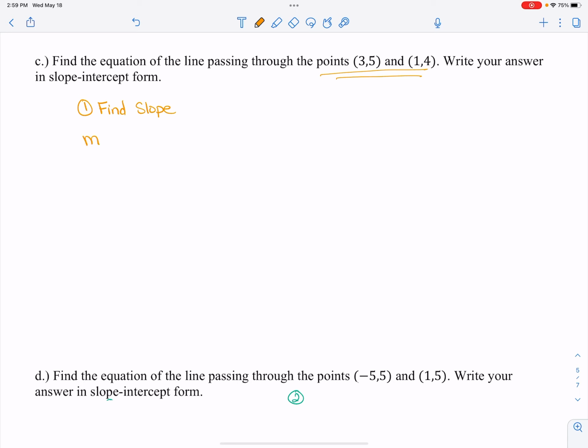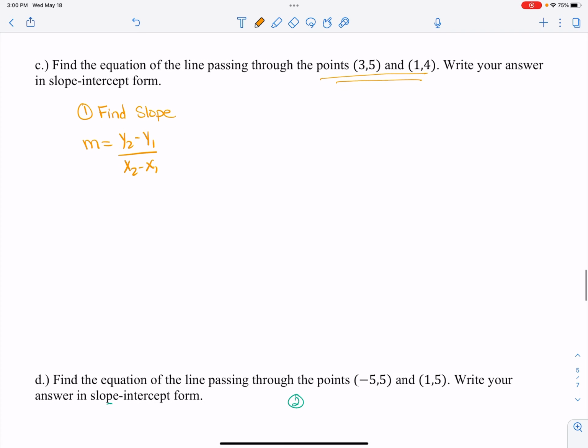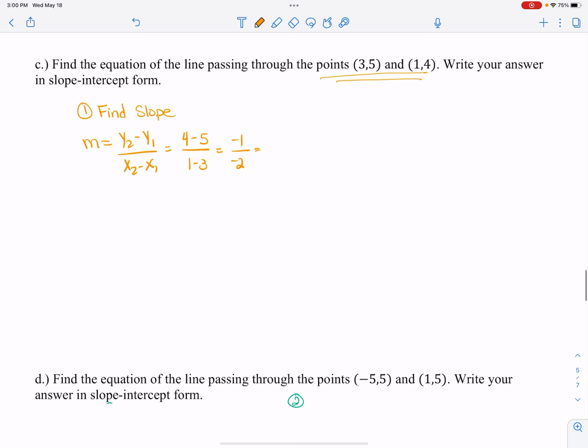No big deal, we have an equation for that. Y2 minus y1 over x2 minus x1. But in order to solve, I will need to really quickly calculate that slope. So 4 minus 5 over 1 minus 3, getting a slope of positive 1/2. Double check. Hopefully we agree. And then the second part now, I can write the equation.